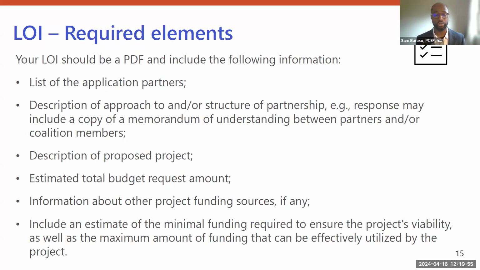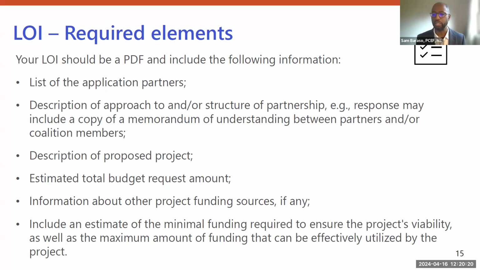The LOI should describe the proposed project with enough detail that we understand what we're contributing to. It should provide the estimated total budget request amount, as well as information about other project funding sources, if any. So we need to understand, is PCEF the sole funding source? Are there other funding sources? If there are other funding sources, have they been already committed? What is the likelihood of receiving those funding sources?